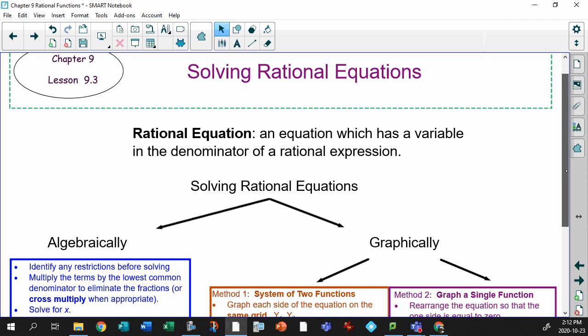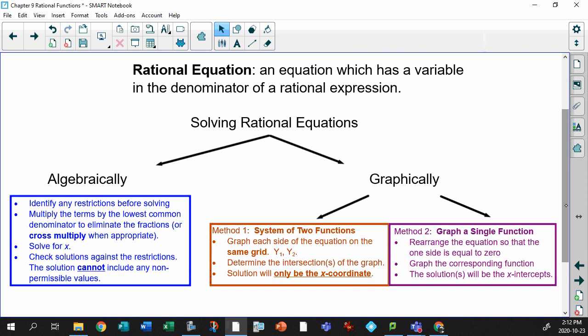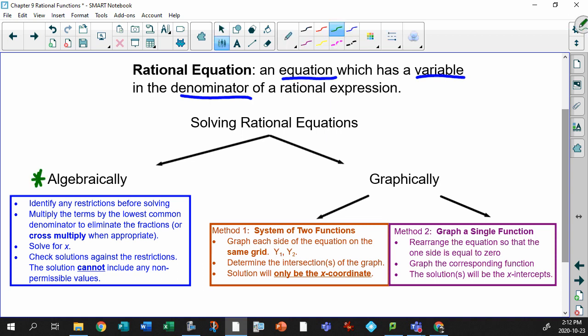Watch the algebraic ones because they're really, really cool. And I'm just going to really show you easily how we did this. Remember, a rational equation, again, is an equation that has to have a variable in the denominator. That's what makes it rational. So if we're going to do this algebraically, you have to remember a couple of things. The first thing, figure out the restrictions. Yes, those non-permissible values. They come back to haunt you.